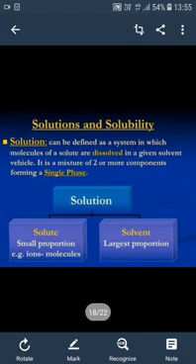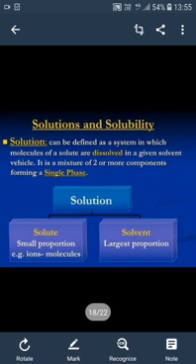Next is solutions and solubility. See, children, if you want to prepare a salt solution or a sugar solution, what will you do? First, we take the sugar and then we add water. Stir well until the sugar molecules dissolve in the water. So your sugar solution is ready now.